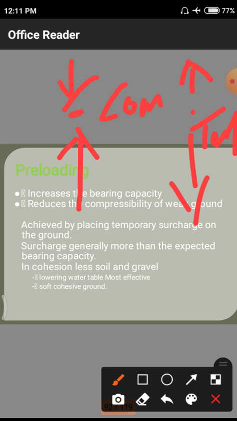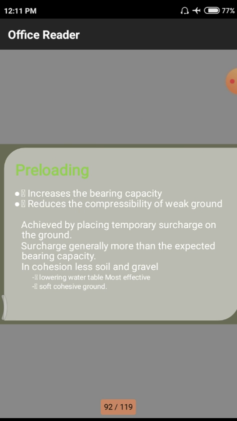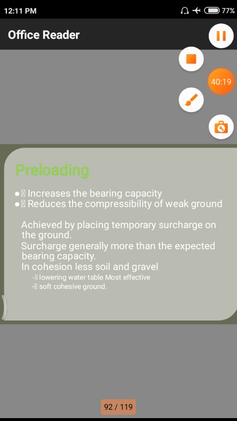While applying these preloading techniques, we need to apply these pre-compressive techniques, achieving surcharge on the ground. And in cohesionless soils and gravel, we have to apply this lowering of the water table, which is most effective. Next, soft cohesive ground. Lowering the water table is most effective. That means the water table will be lowered at particular points due to the application of preloading techniques. But in the case of soft cohesive soils, these preloading techniques are also mostly employable.